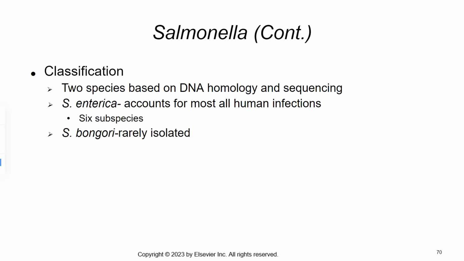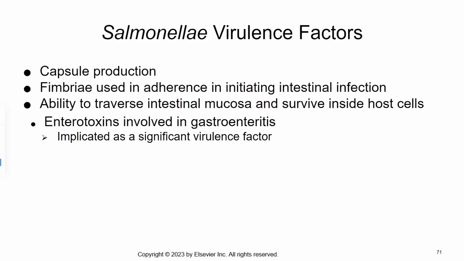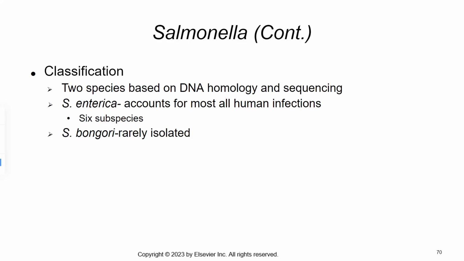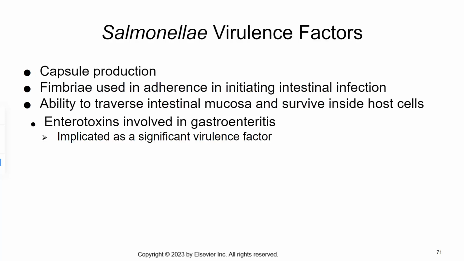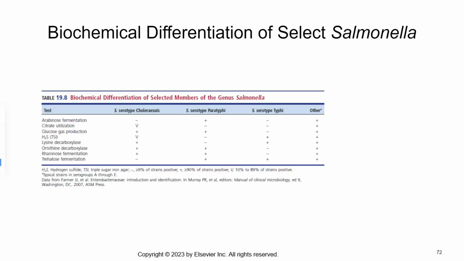Classification: there's two species based on DNA homology and sequencing, Enterica and Bongori. Enterica is much more common and accounts for most, if not all, of human infections. And then there's 6 subspecies within Salmonella enterica. Virulence factors would be capsule production, fimbriae, ability to traverse intestinal mucosa and survive inside of host cells. And then there's enterotoxins. Here are some differentiating characteristics between the different species.